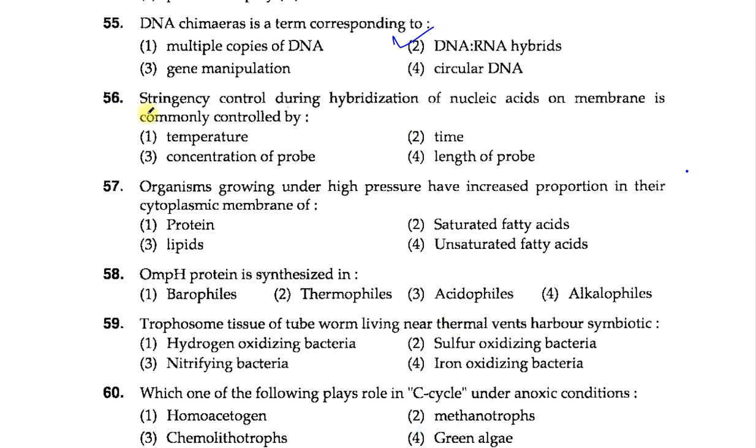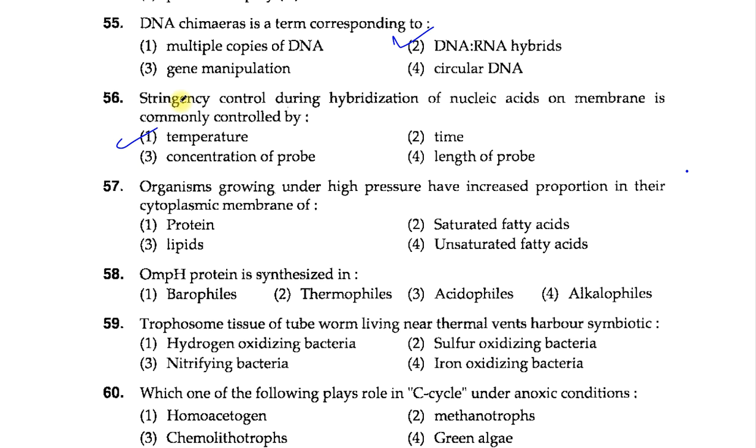Question 56. Stringency control during hybridization of nucleic acids on membrane is commonly controlled by 1. temperature, 2. time, 3. concentration of probe, 4. length of the probe. The correct one is option 1, temperature. The high temperature and low salt in the buffers are required for the proper hybridization of the nucleic acids.